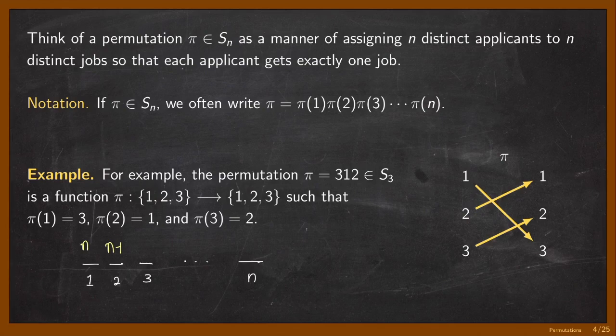For the third job, we can assign n minus 2 because 2 applicants have already been assigned, and so on, up to the last position where we only get one choice. So by the fundamental counting principle, there will be a total of n times n minus 1 times n minus 2, and so on, times 2 times 1 ways you can assign these n applicants to n jobs. So this is shortened as follows. Hence, the number of permutations on the set X with n distinct elements is equal to n factorial.